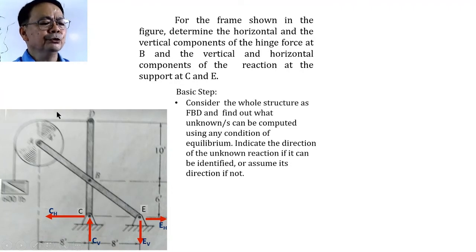Okay? Now, if we're going to consider this whole structure as FBD, mapapansin natin na we have 4 unknowns acting on the structure. At dahil nga 4 unknowns yan, hindi natin basta-basta siya masosolve kasi kulang yung ating conditions of equilibrium na mabubuo. Okay? Dahil meron tayong mas higit na mas maraming unknowns kaysa dun sa conditions of equilibrium na pwede.